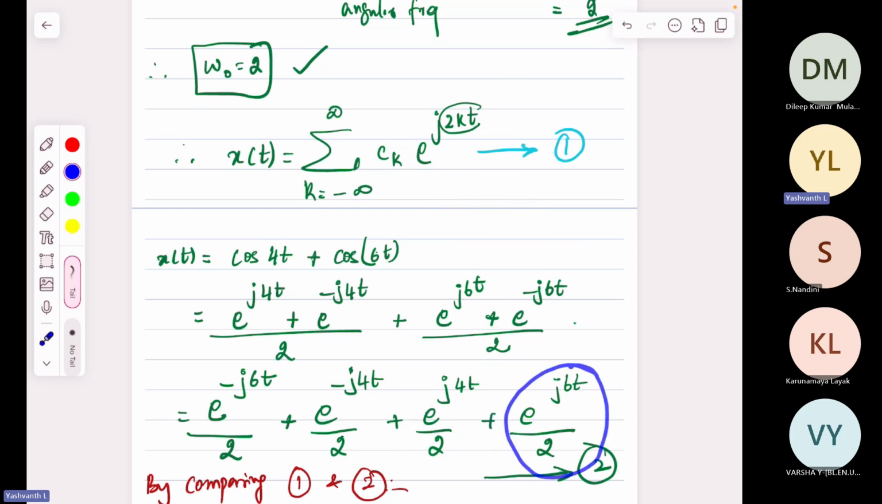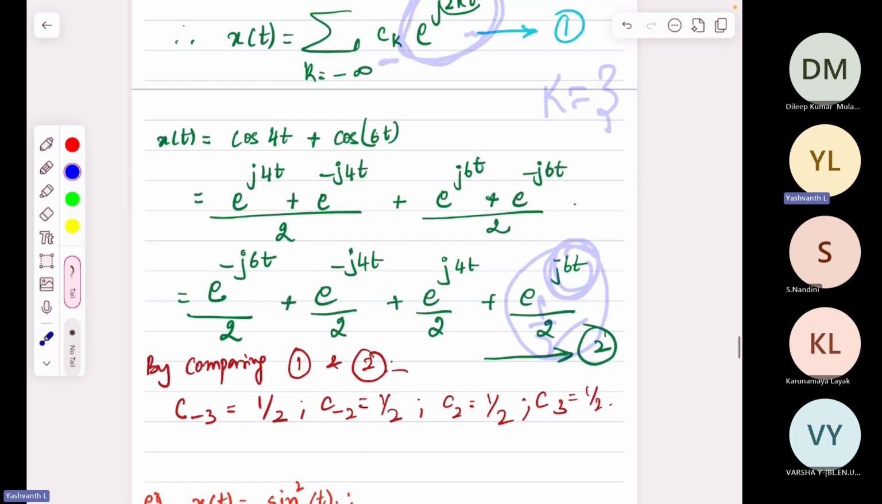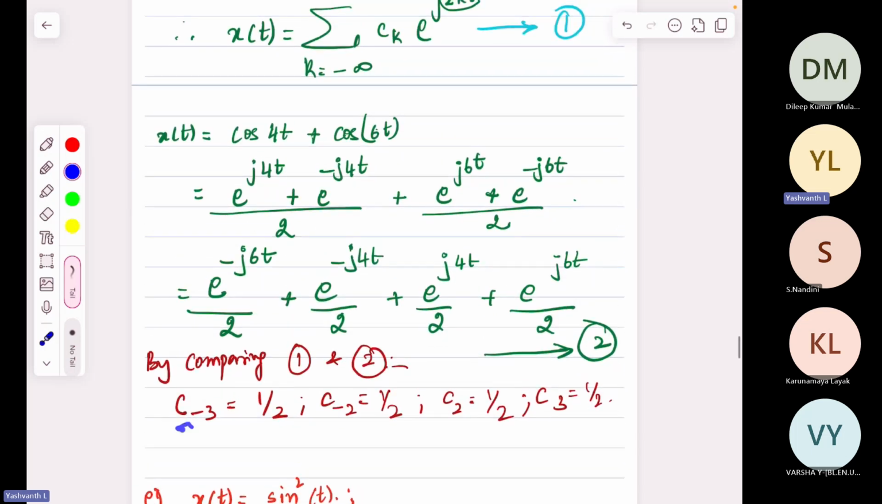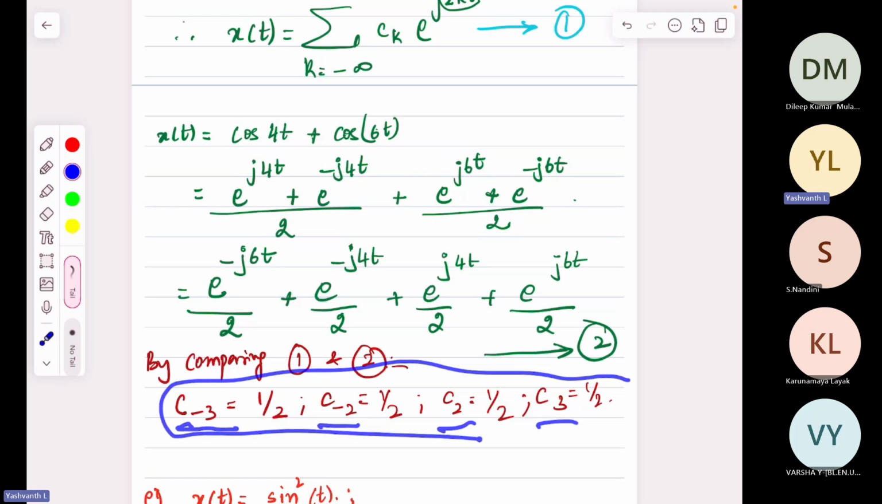Similarly, for the last term, you put k equal to 3. You will get e^(j6t) here and also in the expansion of the Fourier series. Therefore, c3 will also be equal to half. So comparing 1 and 2, c minus 3, c minus 2, c2, c3 all will be equal to half, and every other c will be equal to 0.